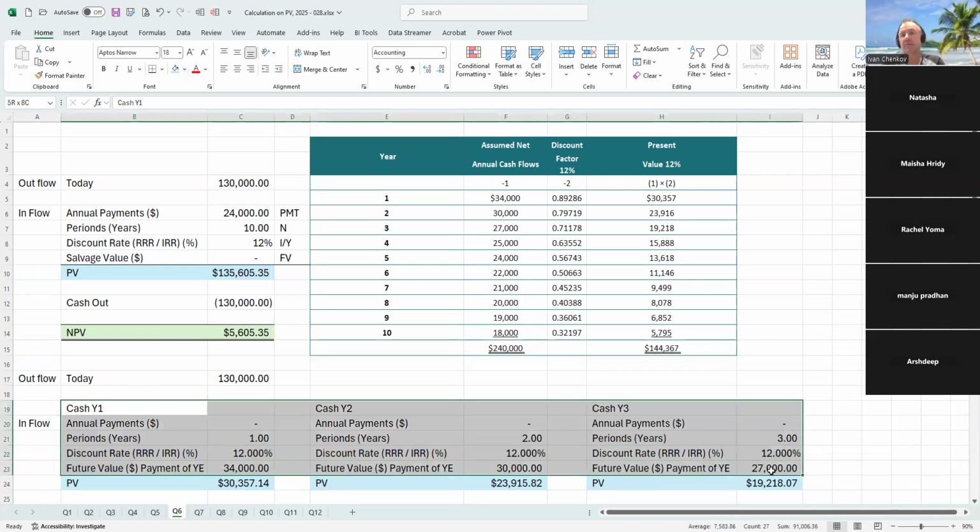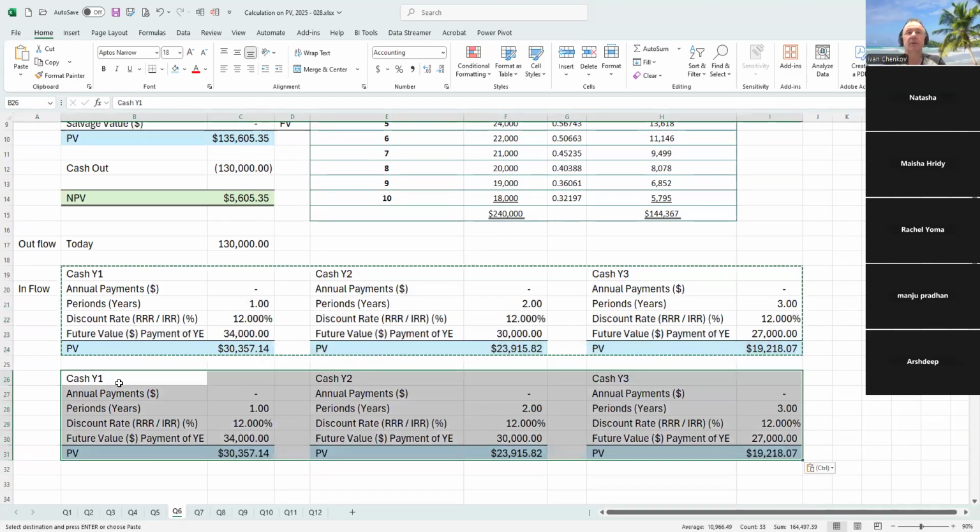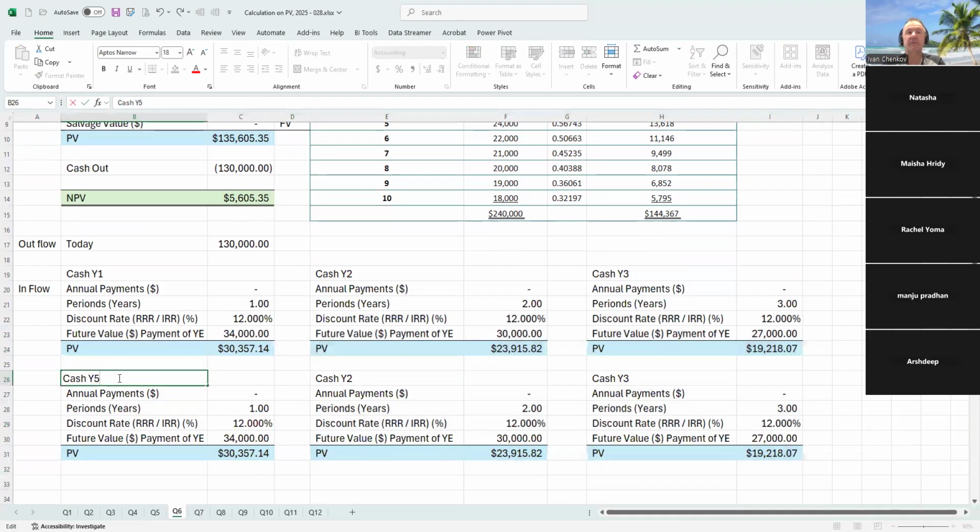Let's make it 6. So what we have to do, I'm gonna copy this and paste it. You don't have to do anything because you already have it. And that's your year 5. Sorry, that's year 4. That's my year 5, and that's my year 6. So I have here 4, 5, and 6. The only thing that I have to change is the values.